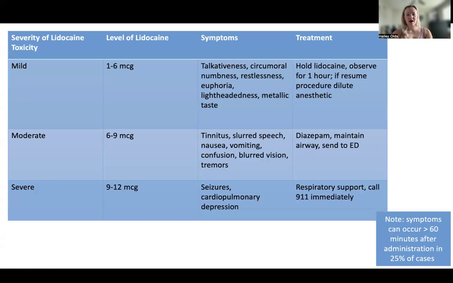Okay, so here's a little chart summarizing that, and it has the doses of lidocaine that this happens at, and what you should do. So for mild, you should hold it, and then if you're resuming it, make sure you dilute it. And then moderate, you can give diazepam, and that's really to prevent seizures. And then make sure that they maintain an airway, and if it's severe, obviously do respiratory support, call 911, call a code, all of that. It's also important to note that symptoms can occur more than an hour after administration in a fourth of the cases. So it doesn't have to be immediate, it can be severely delayed.